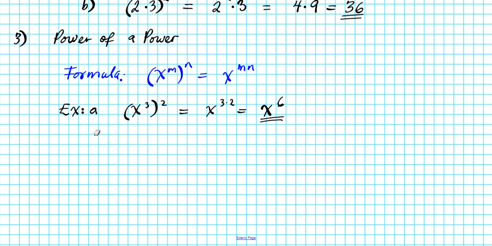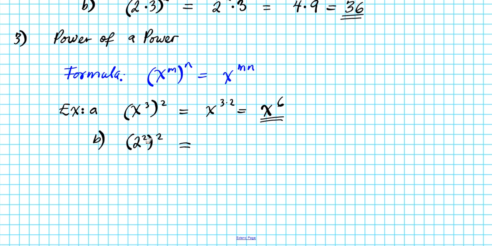Now let's consider a numerical example. Now let's say you have 2 raised to the second power raised to the second power. If we use our order of operations here, we have 2 squared is 4. 4 to the second power is 4 times 4, which is 16. So that should be our answer.